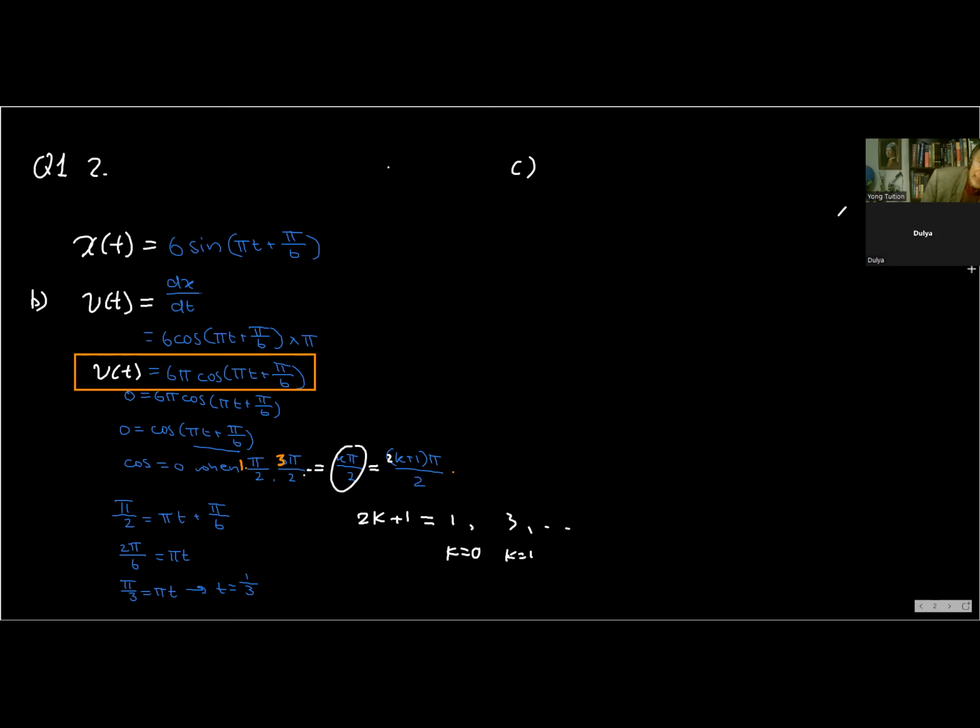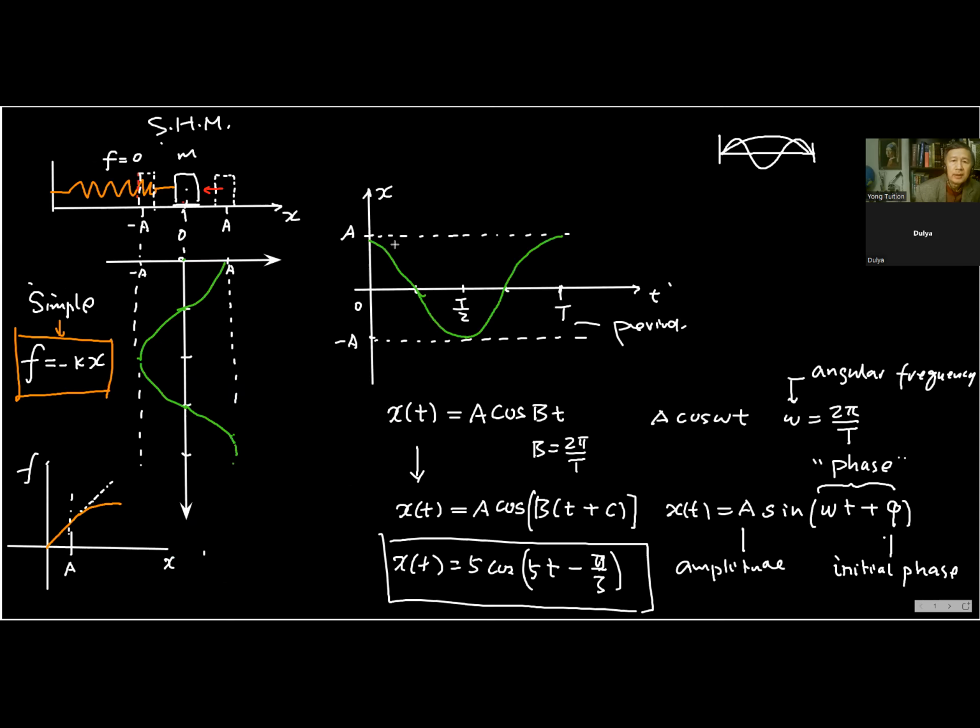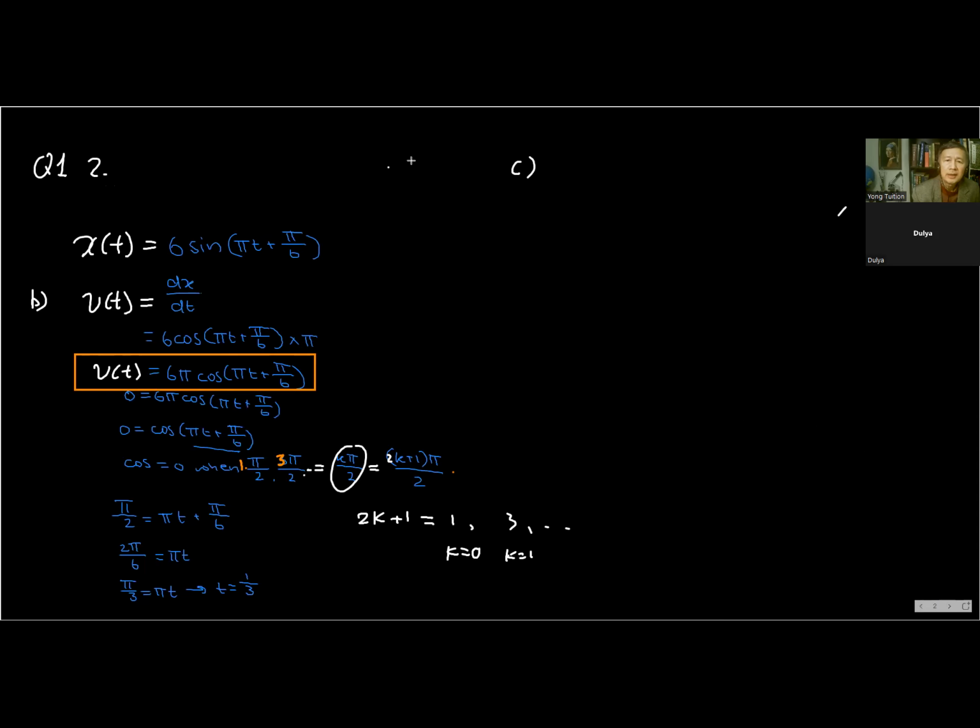No, the maximum speed is determined by the amplitude. Let me go to the diagram here. This is for x, but if you just redraw this diagram for the velocity, we just use the same diagram. Velocity will be the derivative. That is a cosine. This is cosine.